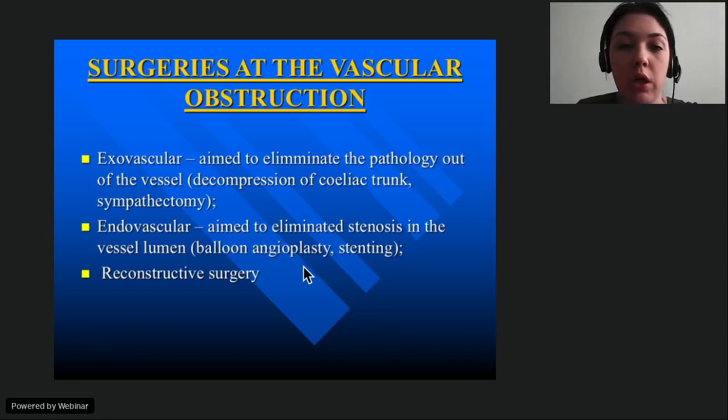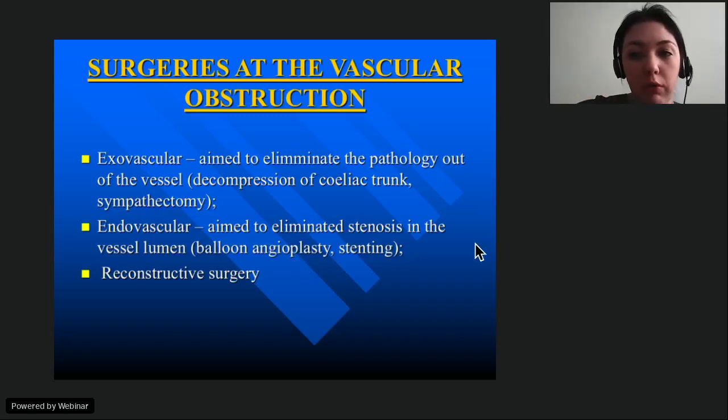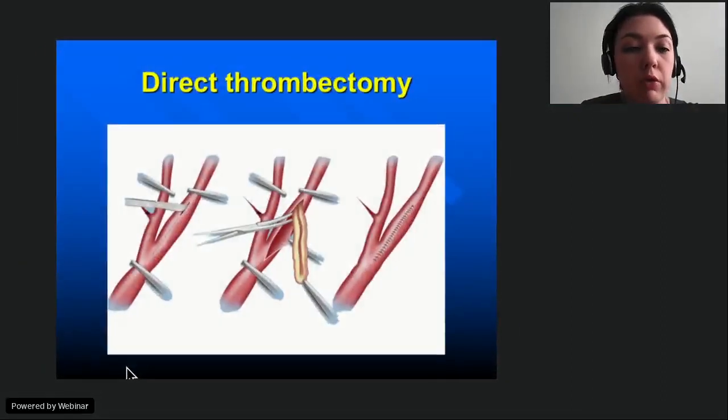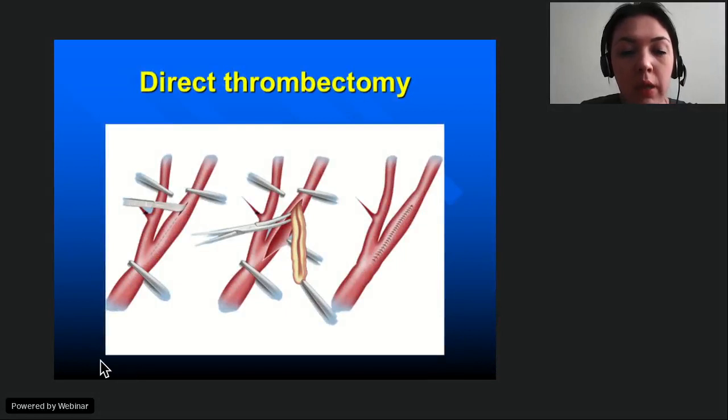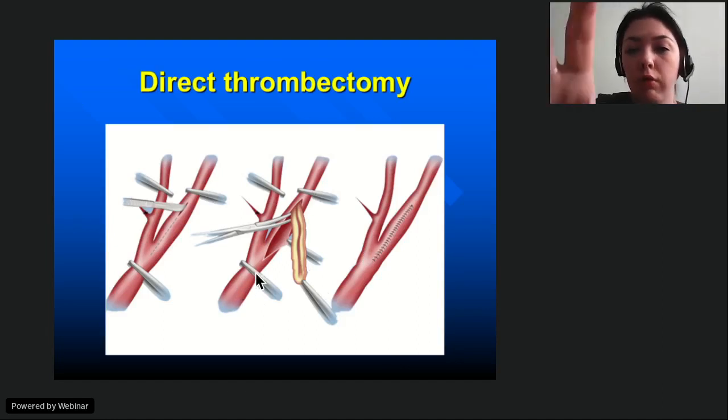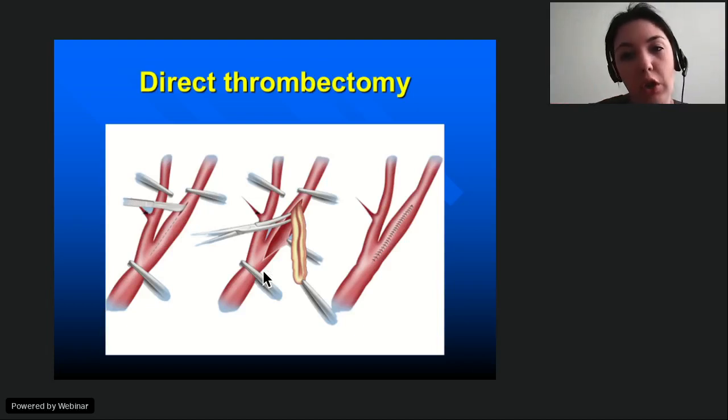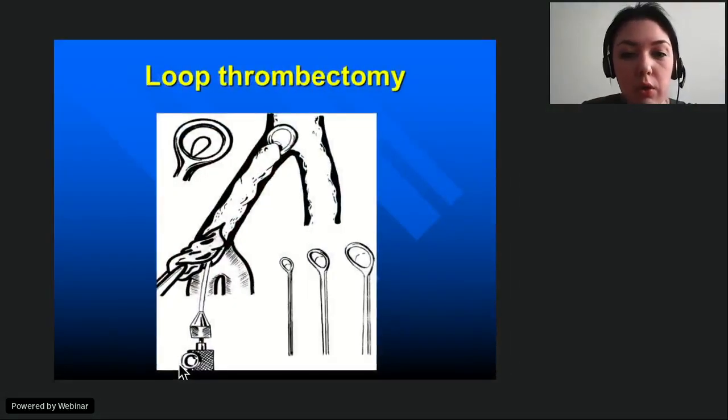And also there is reconstructive surgery, when if we have vascular obstruction, we remove this part of the vessel, and then we reconstruct this vascular canal. So we connect two ends. So here you can see endovascular surgery, that is direct thrombectomy. If there is an embolus, a thrombus, we just apply two clamps. Between two clamps, we dissect the wall of the vessel, we remove this clot, and we stitch. This is direct thrombectomy. Sometimes it is possible, sometimes it is not.